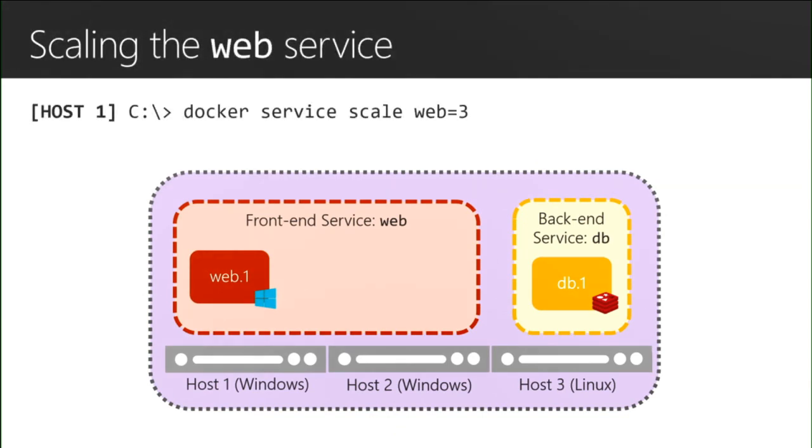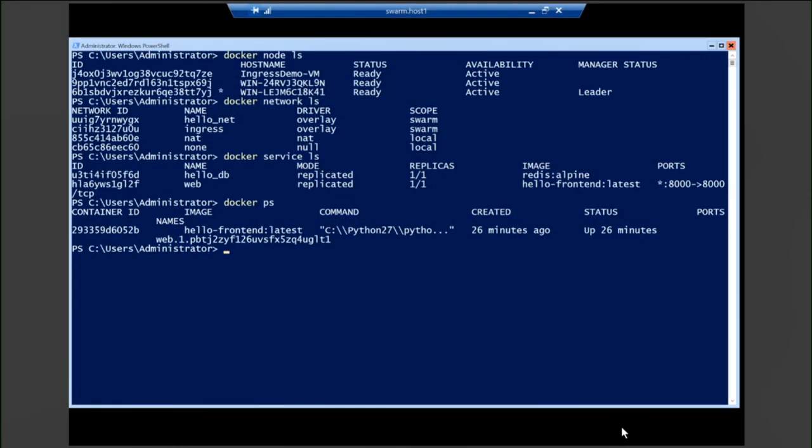So this is the command that you use to scale a service using Docker. So it's just docker service scale, web=3. 3 is the number of replicas or containers that I want to run from my web service now. We can see this back in the demo as well.